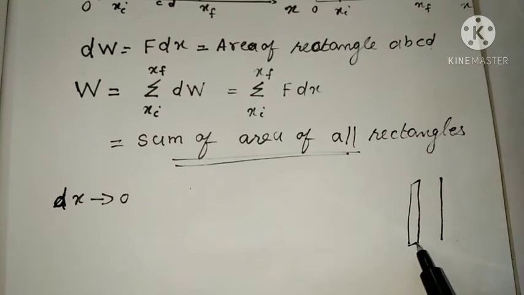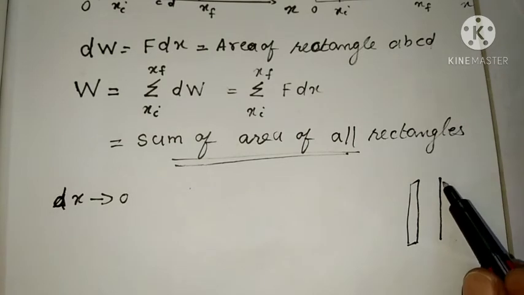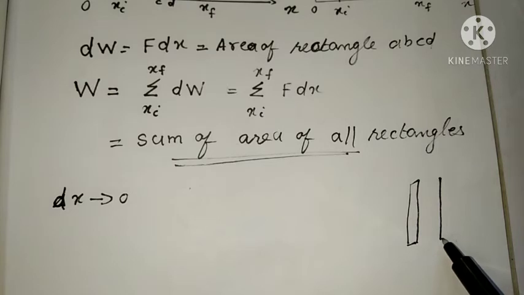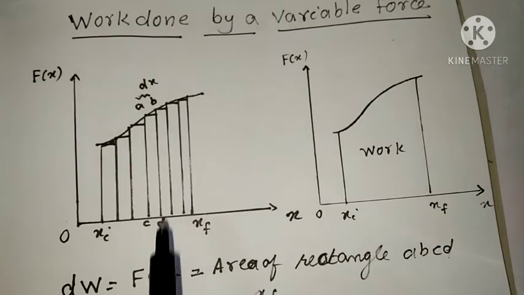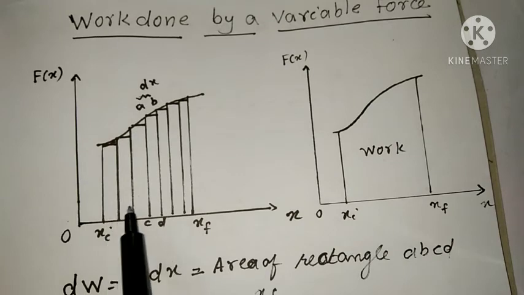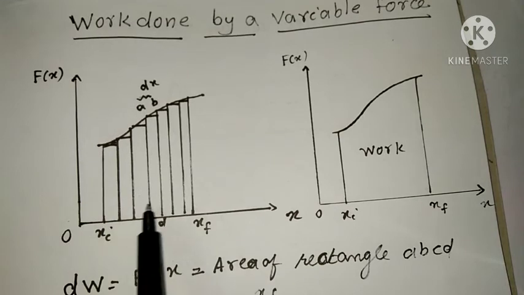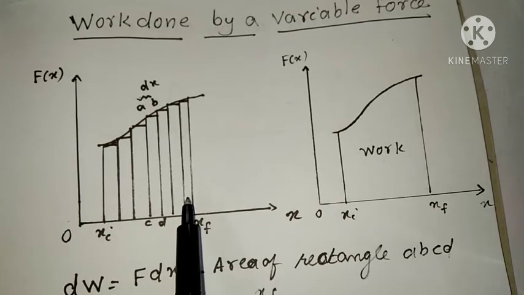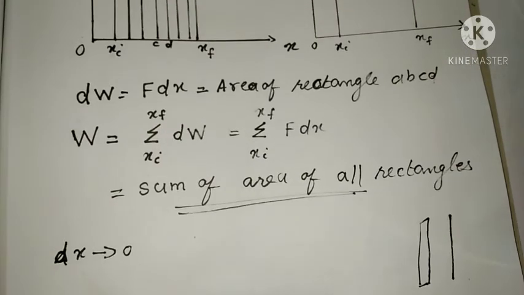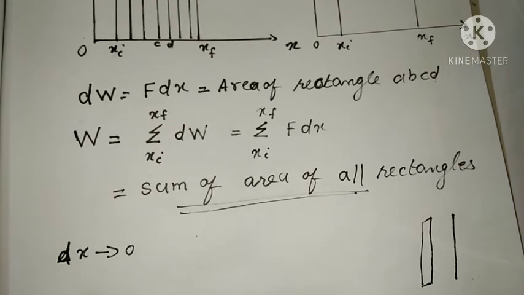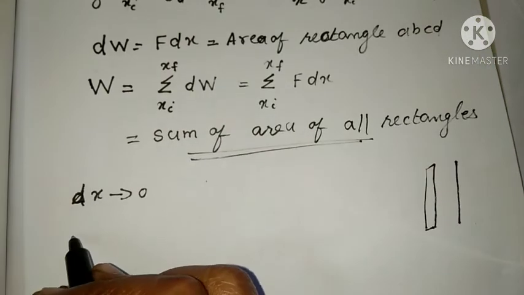So as this dx tends to 0, we get the dx like this. That is a small line, isn't it? So the number of these rectangles tends to infinity. If delta x tends to 0, we get an infinite number of rectangles. So what is the total work done? That means the total work done when we are considering this infinite number of rectangles.